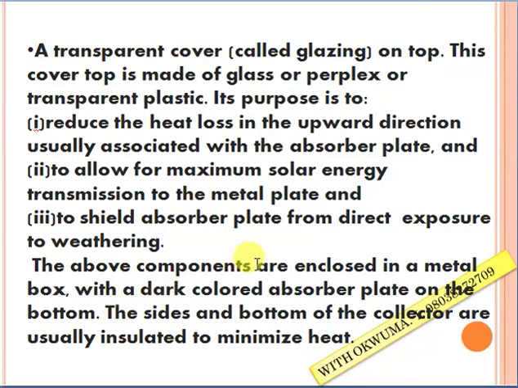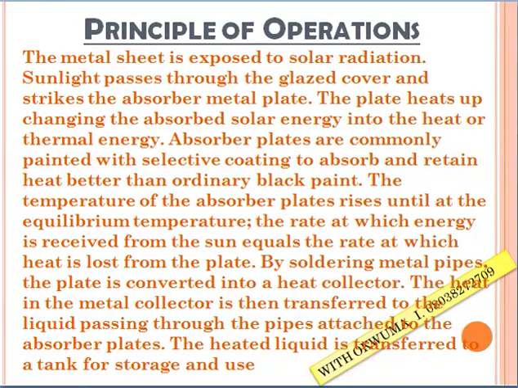Now these components we have listed, they are enclosed in a metal box with a dark colored absorber plate on the bottom. The sides and bottom of the collector are usually insulated to minimize heat loss. So all these things are inside a box that is dark colored. You now mount it on top of your roof. Now we look at the principle of operation of this flat plate collector.